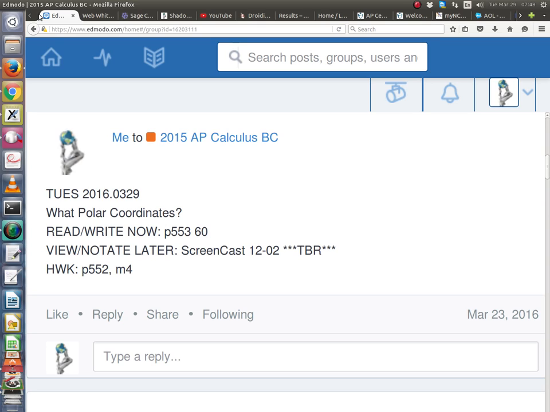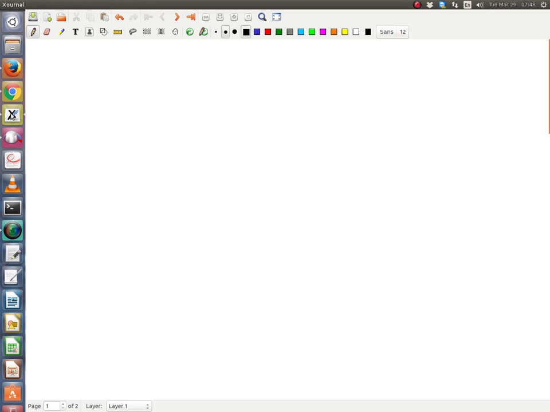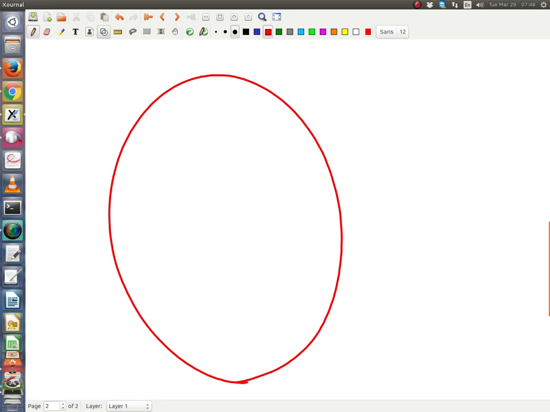What are polar coordinates? Well, it's really an extension of vector or parametric mode. Okay, so for example, take a look at this. What if I gave you a circle? Okay, there's a circle, and let's say it's centered at the origin and it has a certain radius.